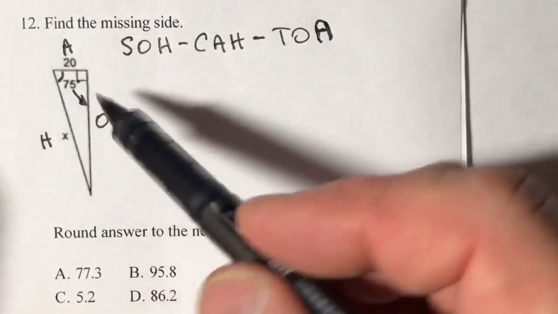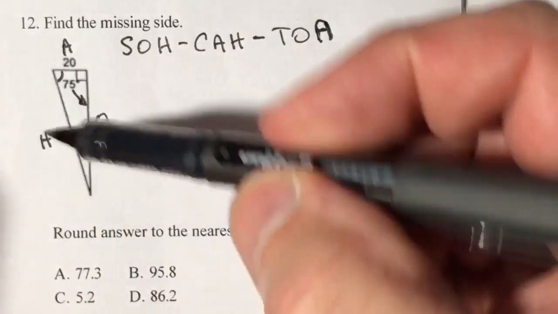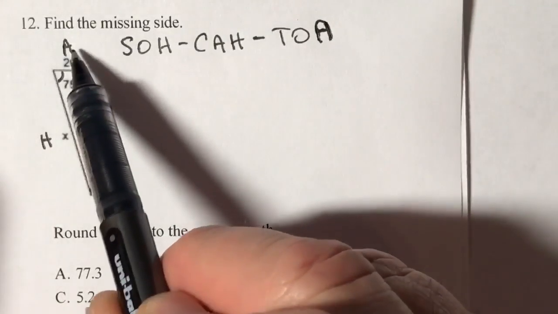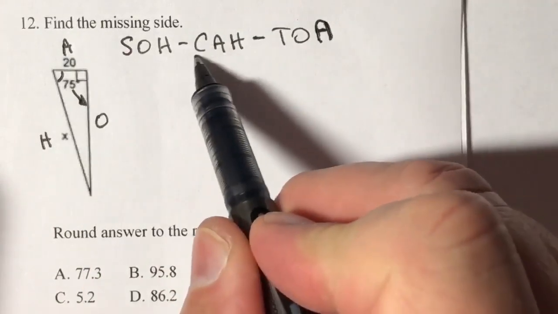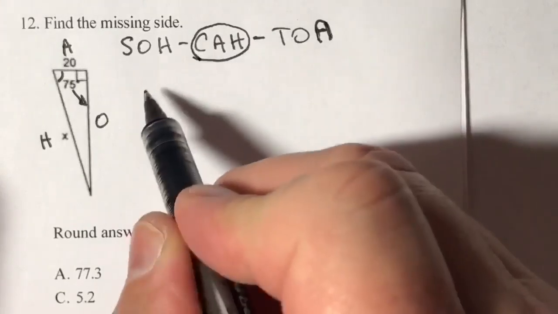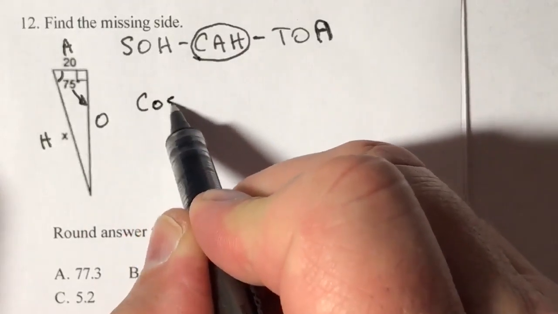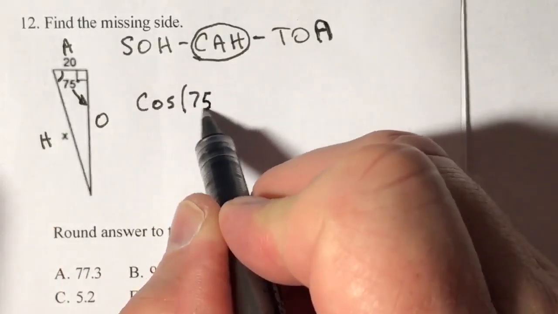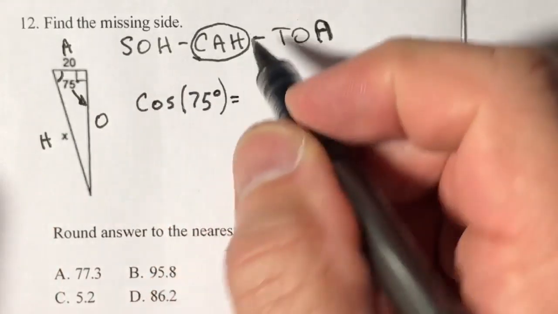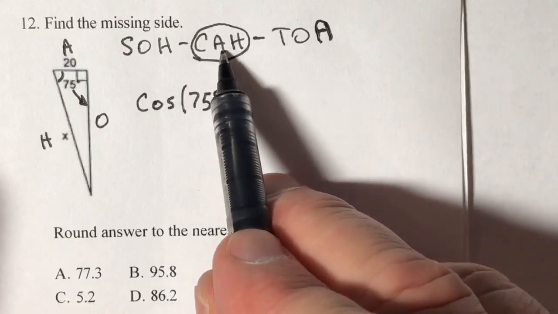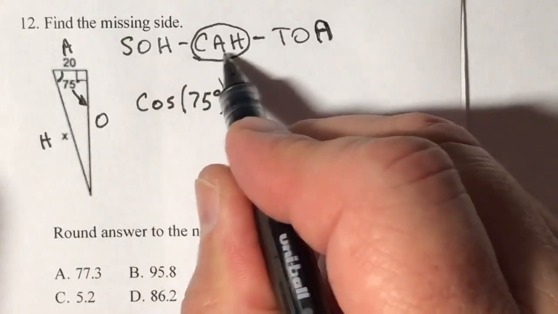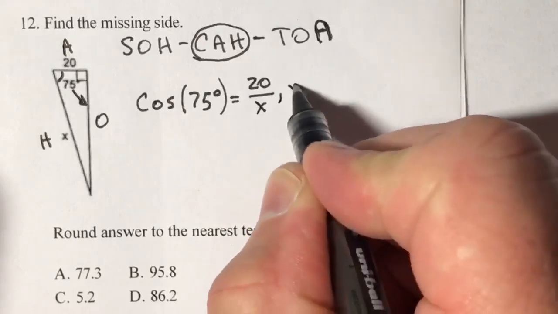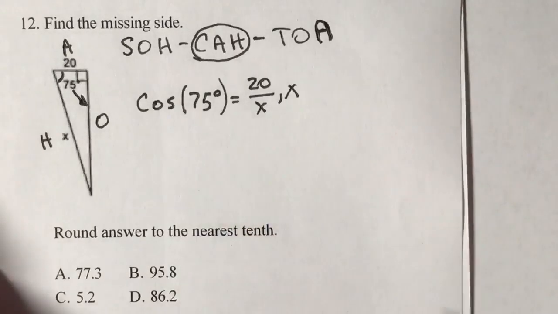Alright, now, we have nothing here. We are given X here, and we're given 20. So A and H. Okay, I want this one. So cosine 75 degrees is equal to adjacent divided by hypotenuse. So 20 over X. Okay, go ahead and menu 3-1 that.